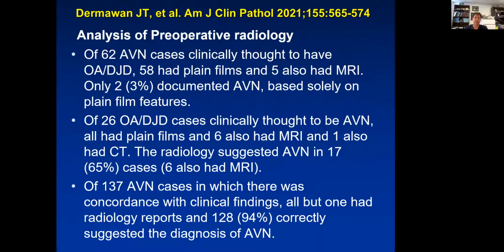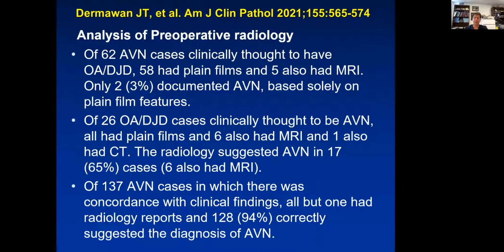If we looked at the 26 cases of DJD that were clinically thought to have AVN, all of those patients had plain film. 6 also had MRI, and 1 had CT. The radiology suggested AVN in 17 of those cases, and that included the 6 patients who had MRI.